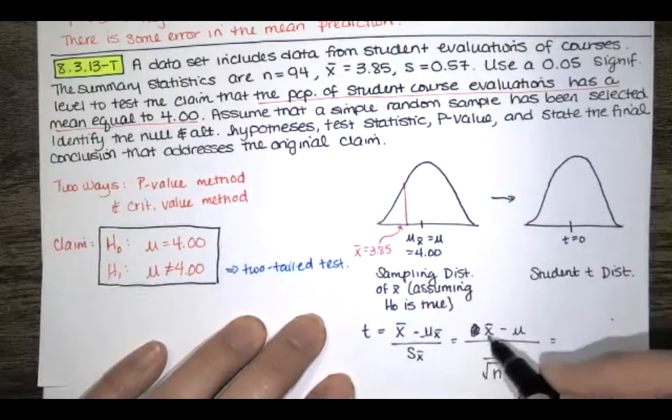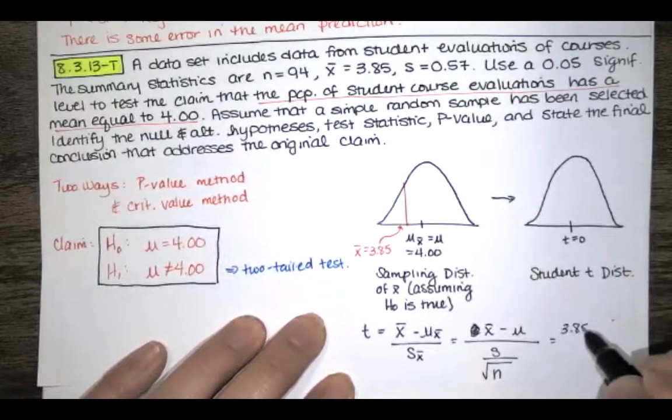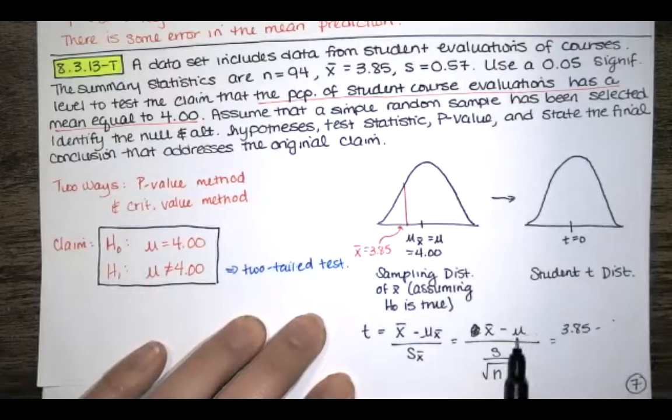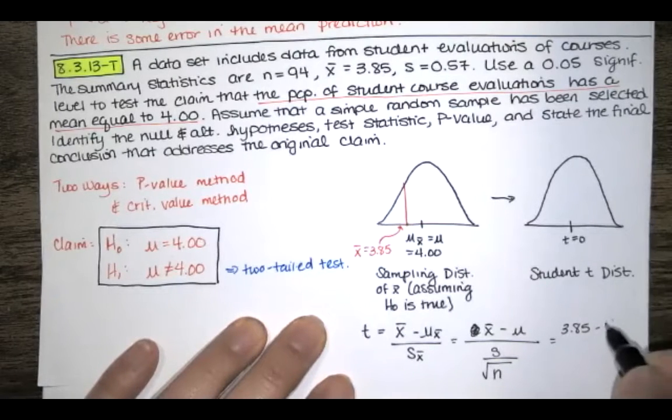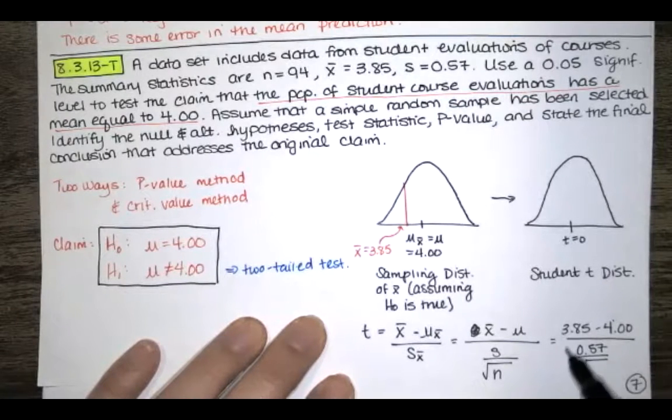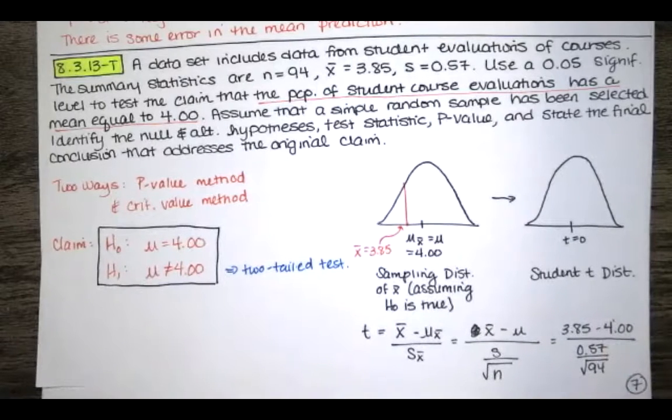So in our case, X bar was 3.85. The population mean that we're assuming whenever we do the hypothesis test is the mean given in the null hypothesis. So we're subtracting 4, and we're dividing by the sample standard deviation, which is 0.57, divided by the square root of the sample size, and the sample size happens to be 94. If we do this computation, that's going to get us the value for t.